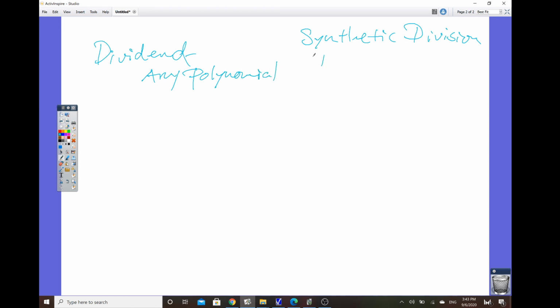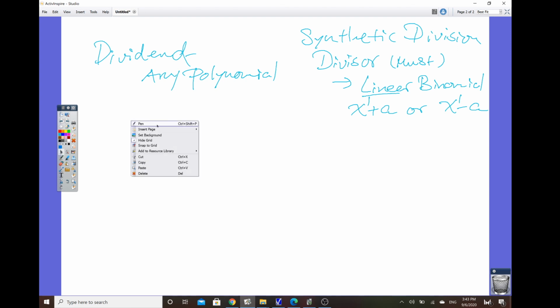But there's a requirement for the divisor. Make sure that the divisor is a linear binomial. What I mean by linear binomial is that it looks like x plus a or x minus a. See the structure for the divisor? The highest power is always 1, that's why it's called linear. Binomial means 2 terms. Okay, so using the same example, let's use synthetic division for this.